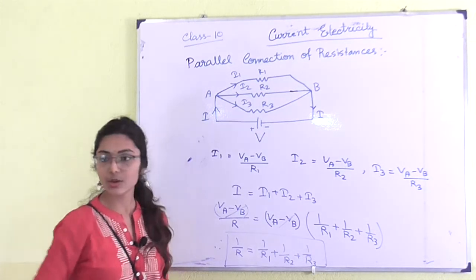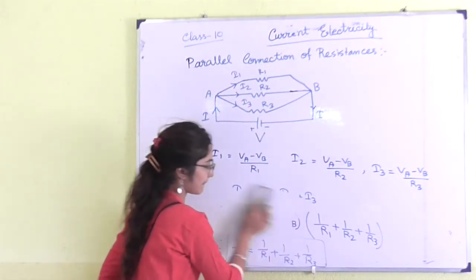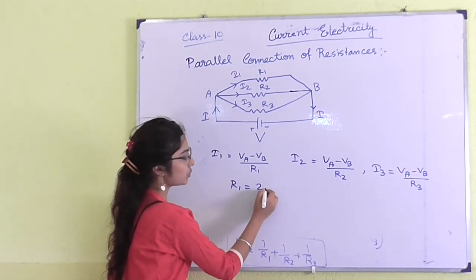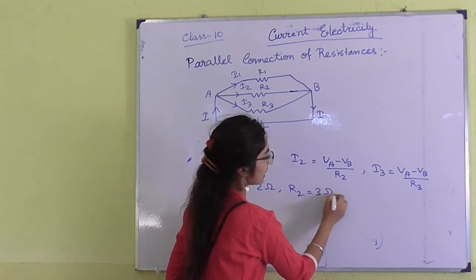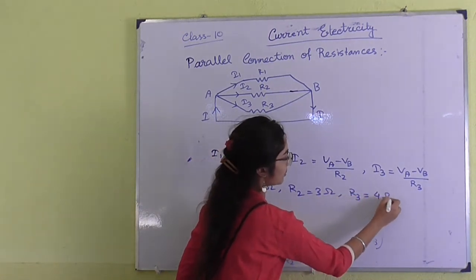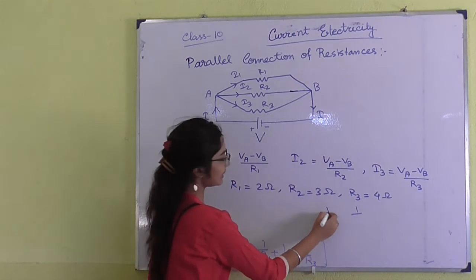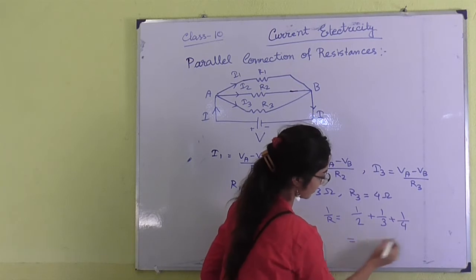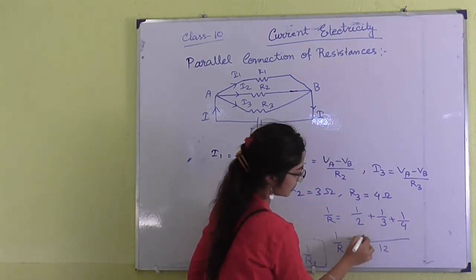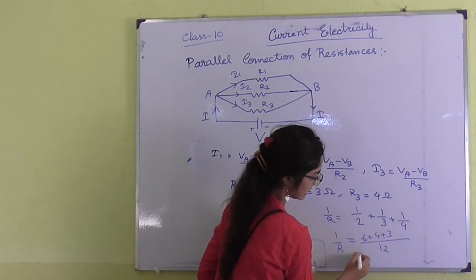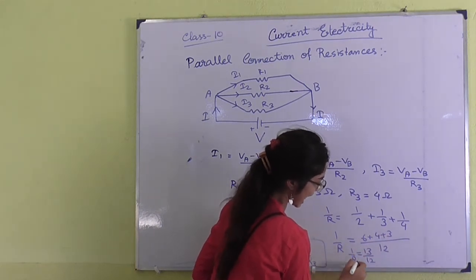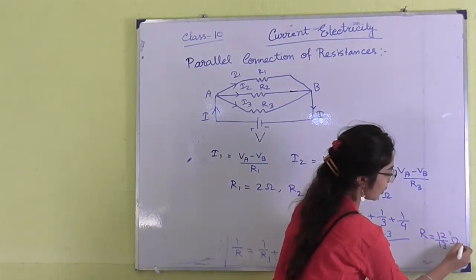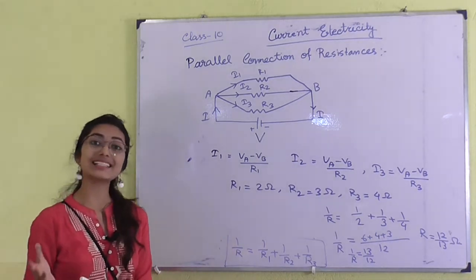Suppose, with this mathematical formula, R1 is equal to 2 ohm, R2 equals 3 ohm, and R3 is equal to 4 ohm. So 1 by R will be 1 by 2 plus 1 by 3 plus 1 by 4. The LCM is 12, so 6 plus 4 plus 3, that is 13 by 12. So 1 by R is equal to 13 by 12, and R is equal to 12 by 13 ohm, that is less than 1.